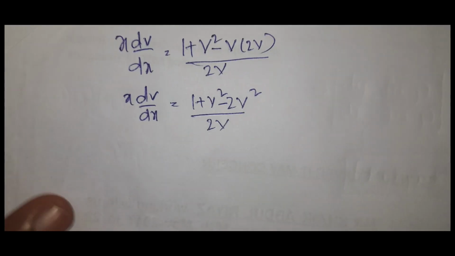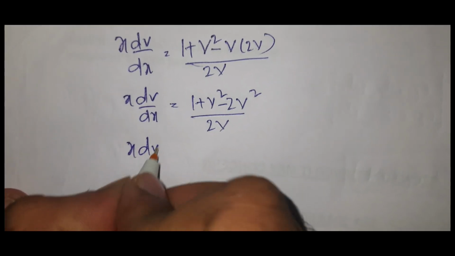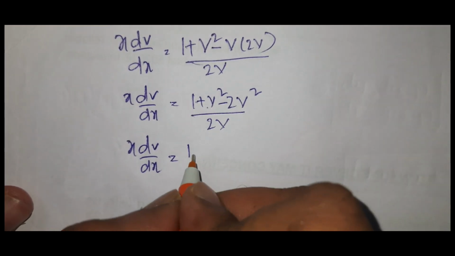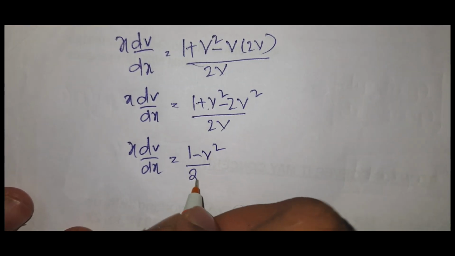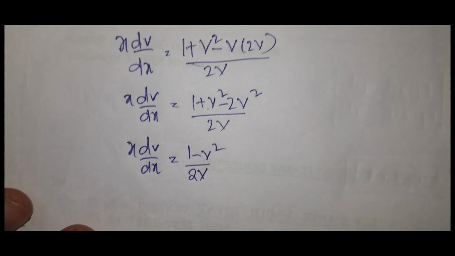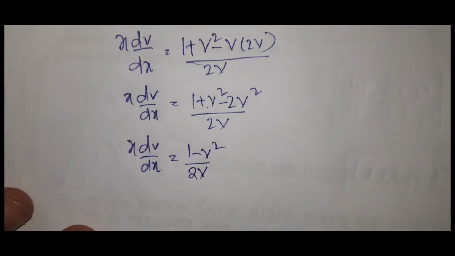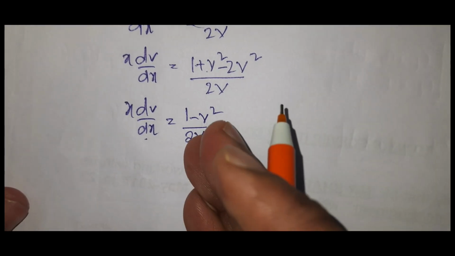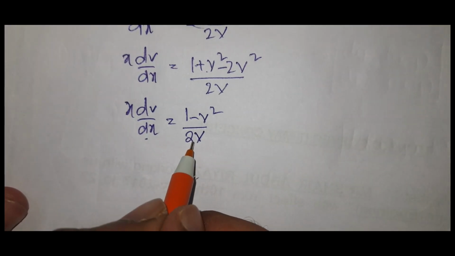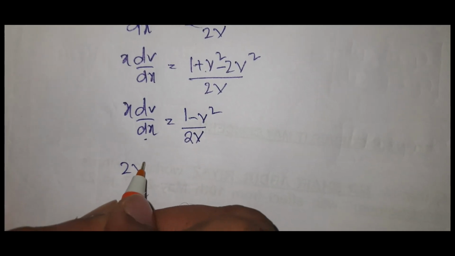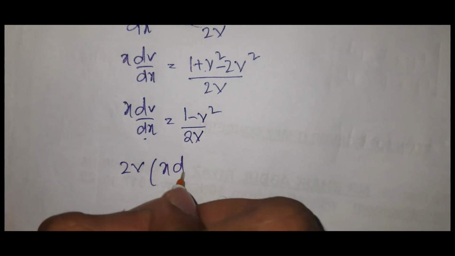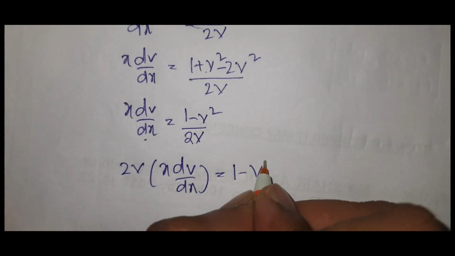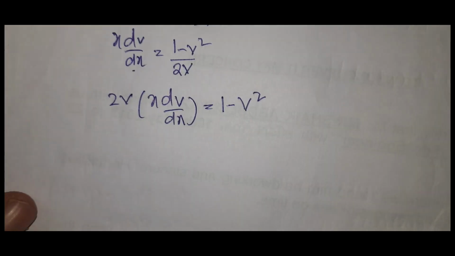Now again x dv by dx is equal to 1 plus v square minus 2v square, which is nothing but minus v square by 2v. Now interchanging, taking this x and dx here and v and dv here. So it's in the denominator, it becomes in the numerator, 2v. We are solving step by step so that you may not get confused. So I'm just increasing the steps.